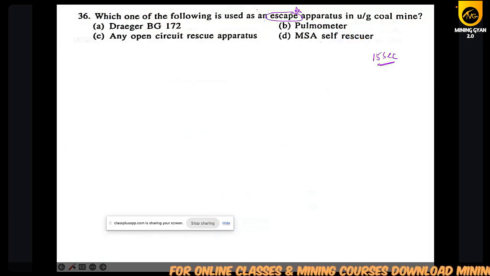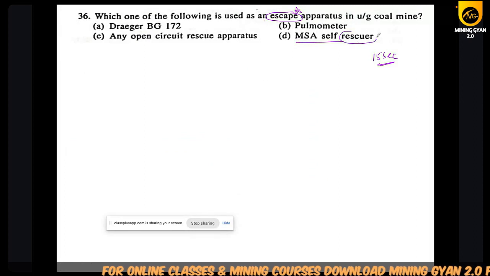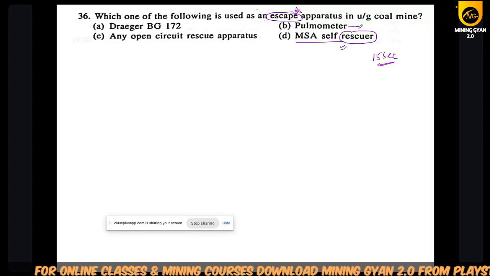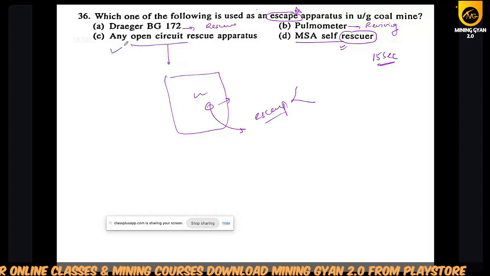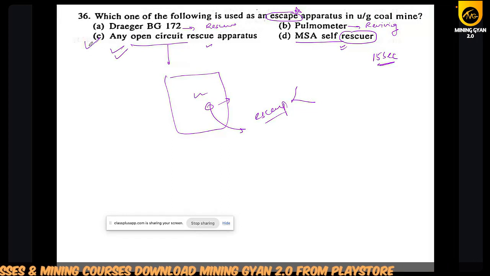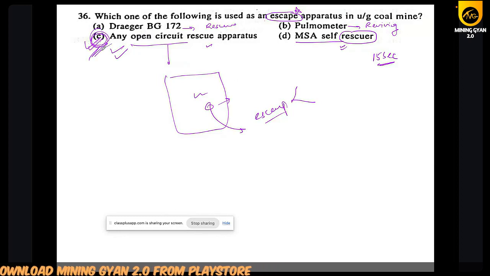In the last question I told you this is the rescue. You use this as a rescue. This is a reviving. This is also rescue. If you want to escape a fire in your section, you use a dust mask or gas mask and run from there. In the escape you use gas mask, dust mask. So any open circuit rescue apparatus, we use open circuit ones. Any open circuit rescue apparatus we use for escape, known as the escape apparatus.